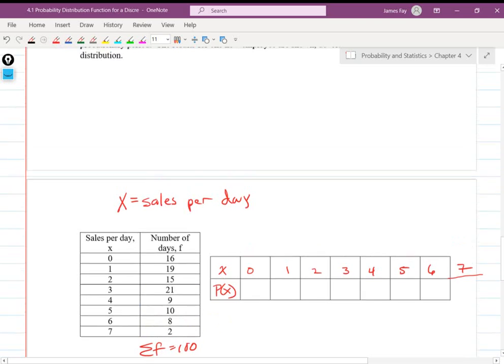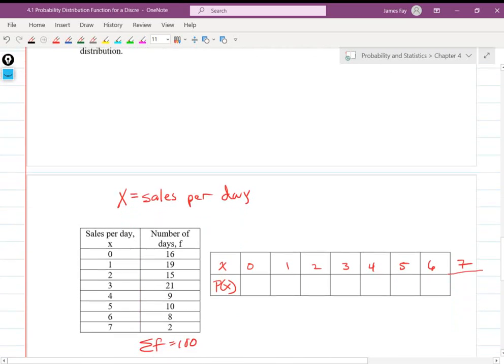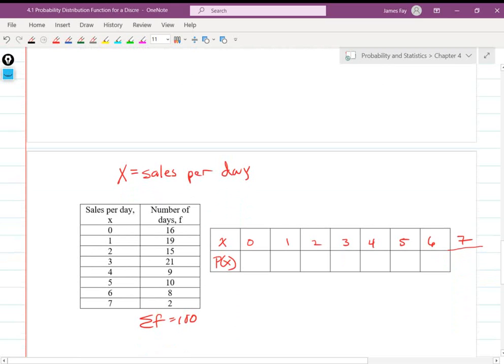And that might have been discussed in the problem. Okay, so that was discussed in the problem. So what we've got here is, out of those 100 days, there were 16 days that this guy sold nothing, 19 days that he sold one thing. Does that make sense?